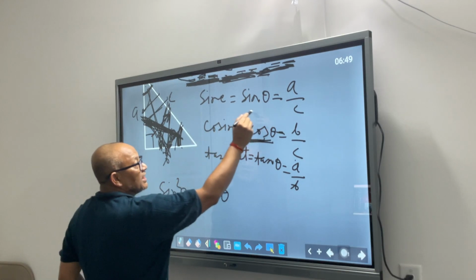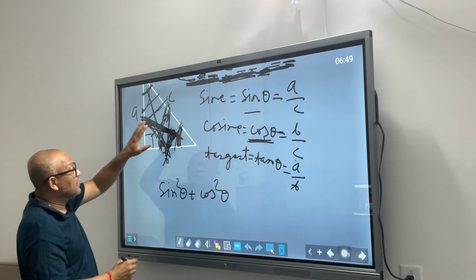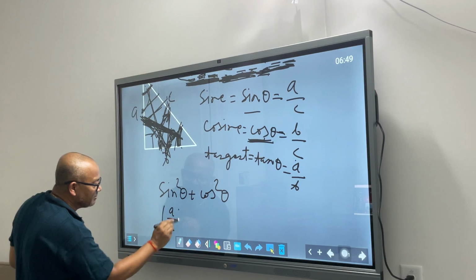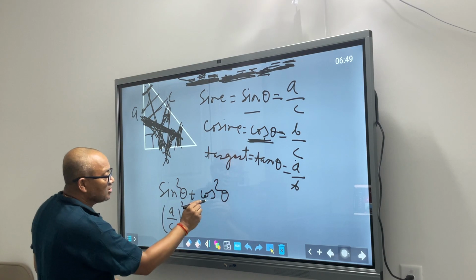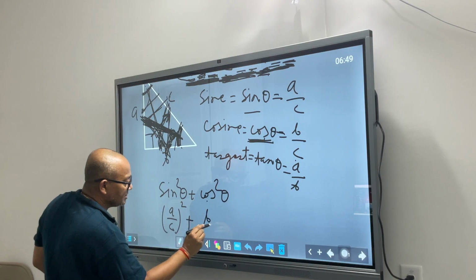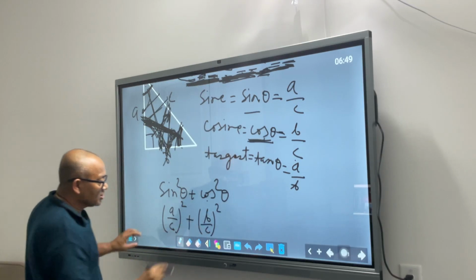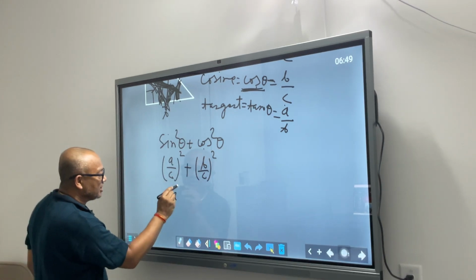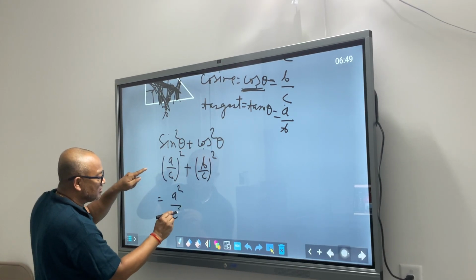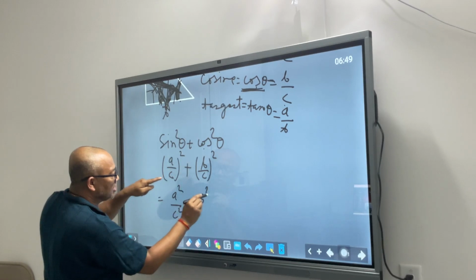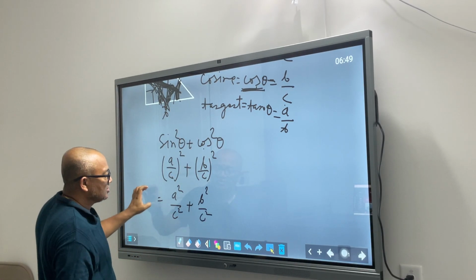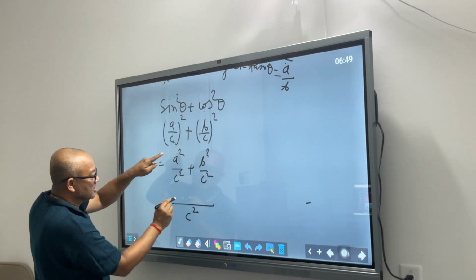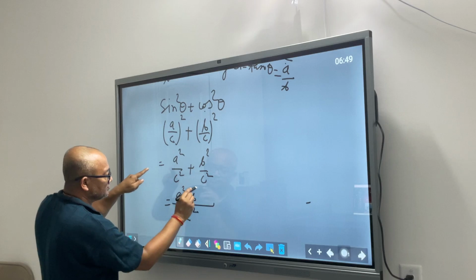Here you got sin theta equal to a by c. I am just referring to the same triangle. So sin theta is a by c. So sin square theta will be equal to a by c whole square. Cos theta is b by c. Cos square theta will be b by c whole square. And you will see that a by c whole square is a square by c square, b by c whole square is b square by c square. So if you add them, you have a common denominator, so this becomes a square plus b square over c square.